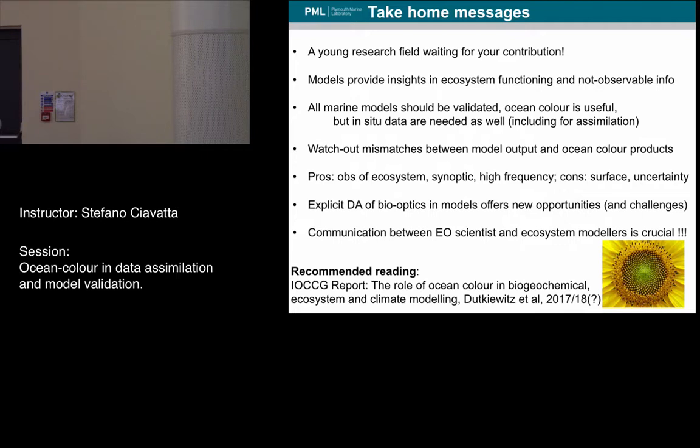And this is, again, essential information to do data assimilation. Otherwise, in the past, the error of the data was 35% of the value of ocean color, which didn't lead to very good results, above all in coastal waters. Explicit modeling and simulation of optical data like remote sensing reflectance offers new opportunities but also new challenges. And again, it's very important.